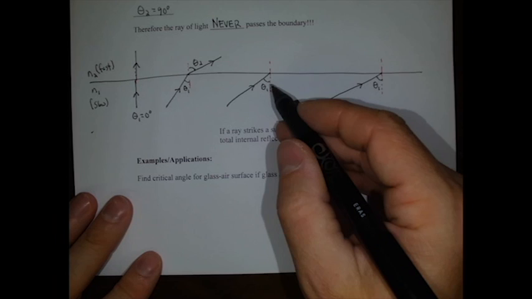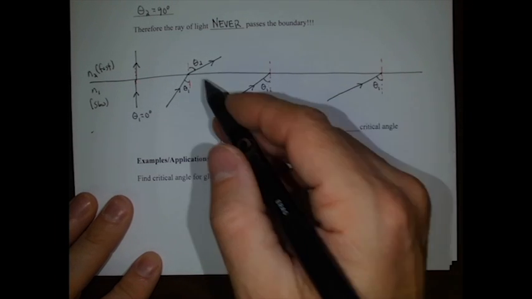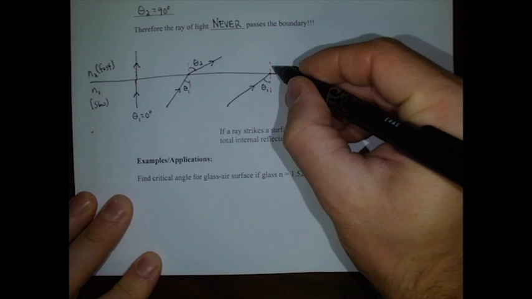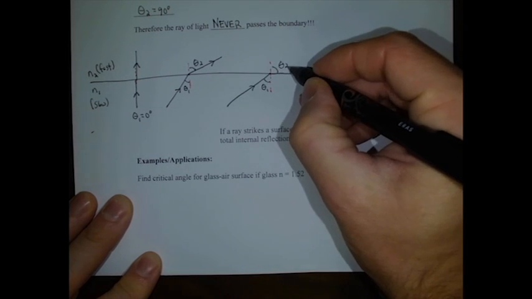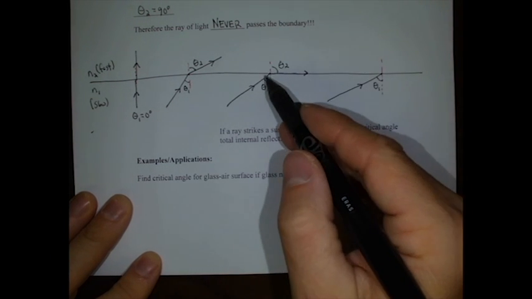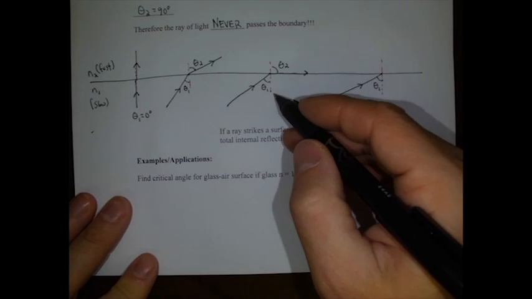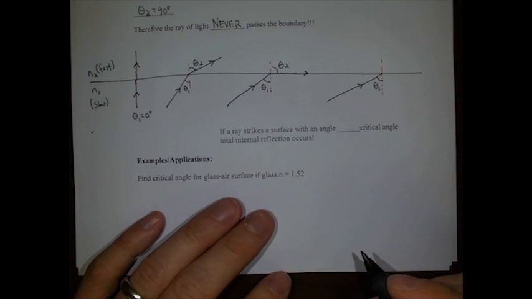But if I allow it to strike at a big enough angle, it will bend so much that theta 2 will become 90 degrees. So when theta 2 becomes 90 degrees, notice how the light just moves right along the surface and it never passes into the fast medium. If this is glass, it never passes into the air.